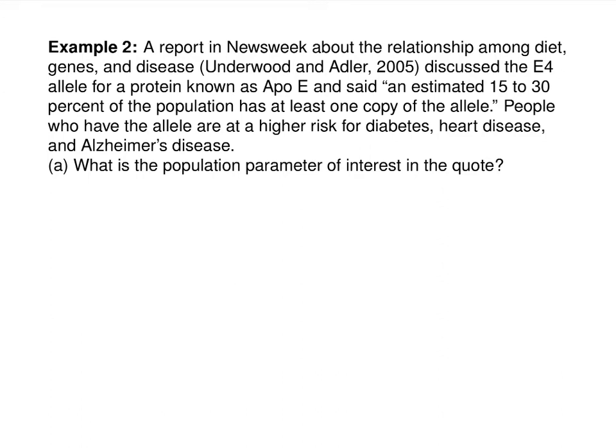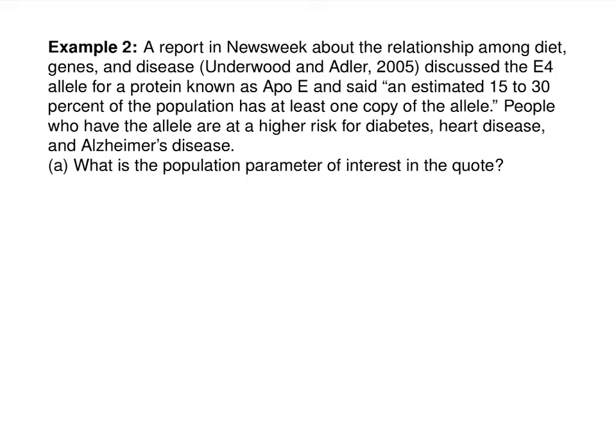A report in Newsweek about the relationship among diet, genes, and disease discussed the E4 allele for a protein known as ApoE and said that an estimated 15 to 30% of the population has at least one copy of the allele. People who have this allele are at a higher risk for diabetes, heart disease, and Alzheimer's. So first of all, what is the population parameter of interest in the quote?